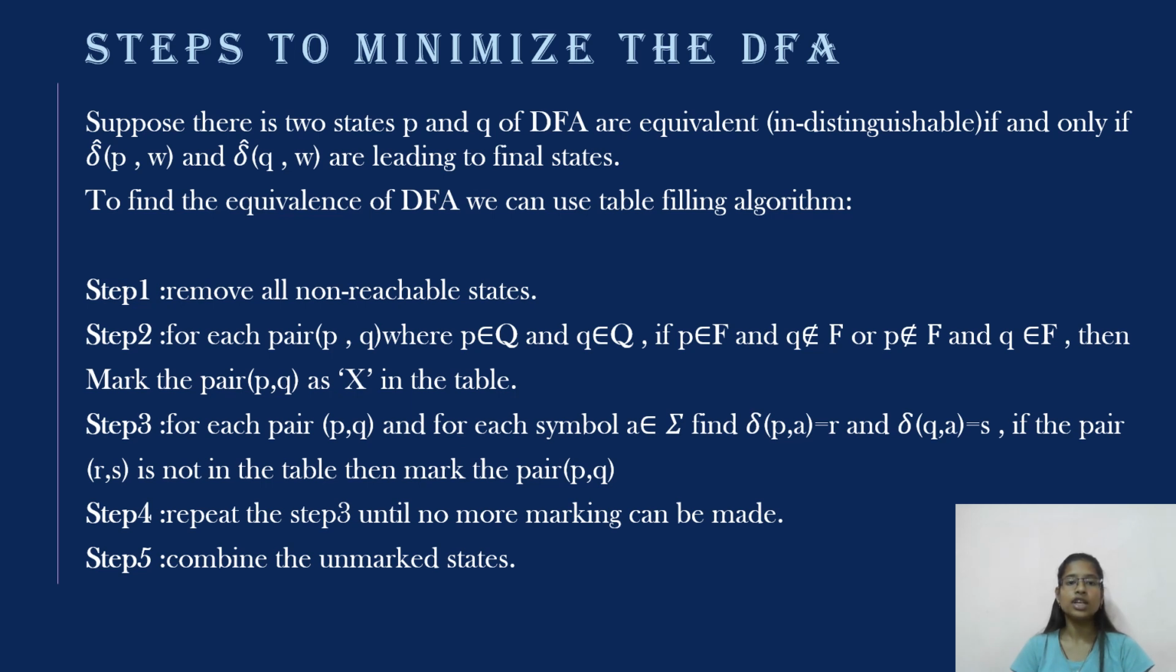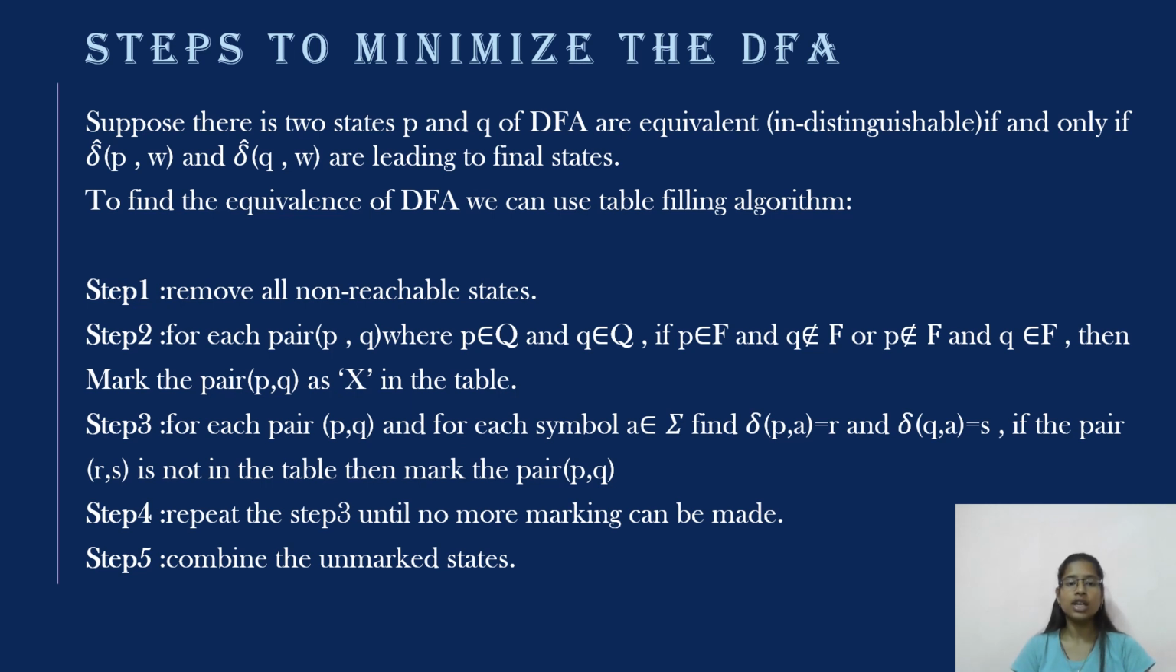Step 2: for each pair P, Q, where P belongs to Q and Q belongs to Q, if P belongs to F and Q does not belong to F, or P does not belong to F and Q belongs to F, then mark the pair P, Q as X in the table. So we should see from the given diagram whether the first state is the non-final state and the second state is the final state, or vice versa. If it is so, then we have to mark X in the table.